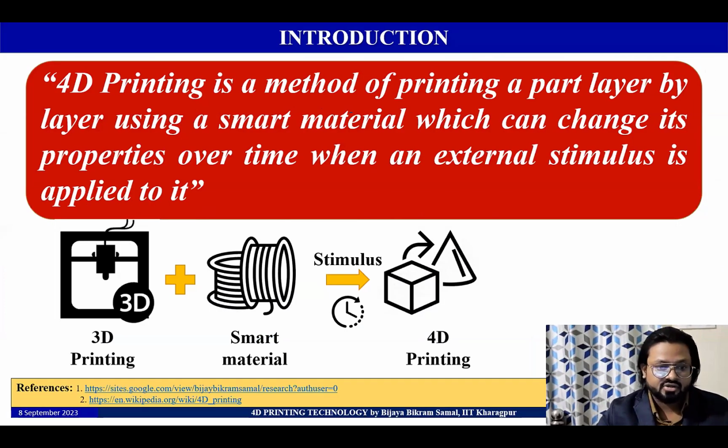Coming to the second slide, introduction. 4D printing is a method of printing a part layer by layer by using a smart material which can change its properties over time when an external stimulus is provided to it. So basically we have a 3D printer, we have a smart material, and whenever we provide some stimulus, it can change its shape, size, properties, then we can get a 4D printed part.